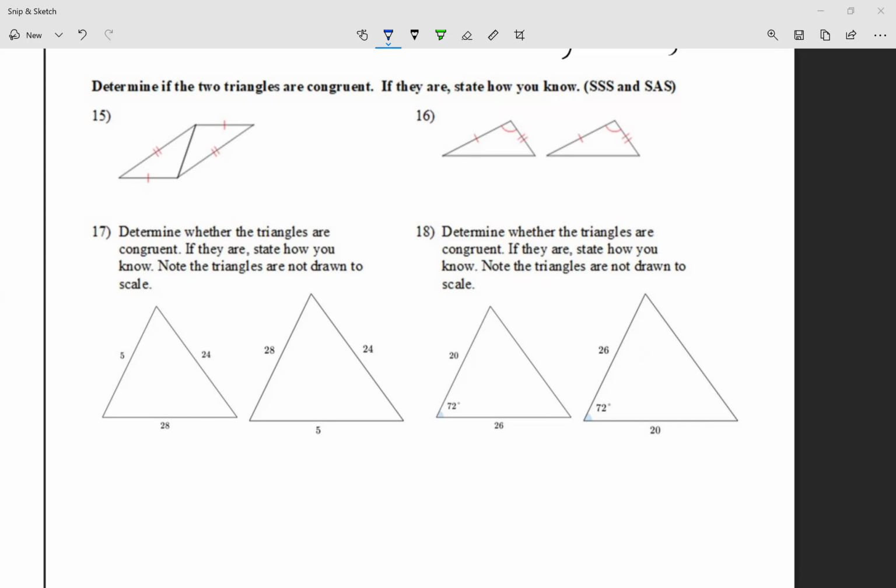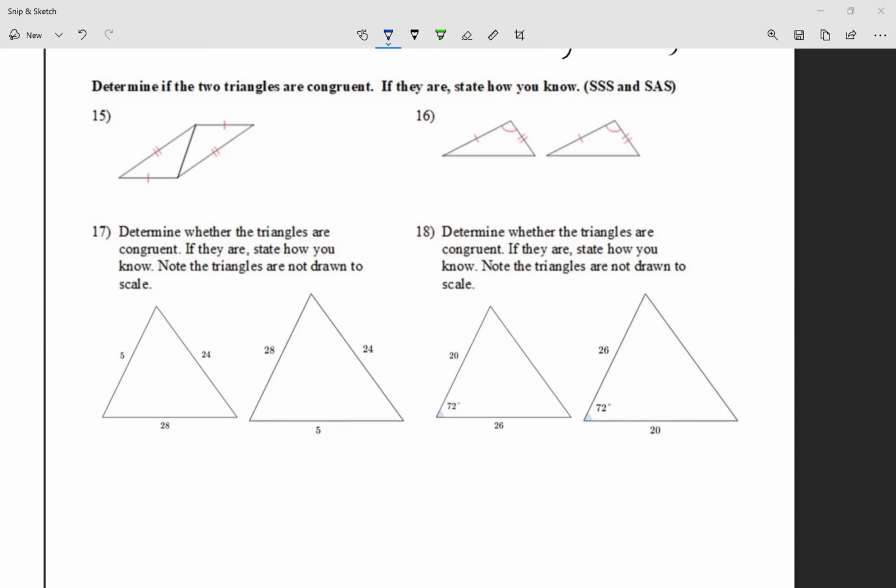There are going to be some rules that do work. For today, we're going to be looking at two rules. We're going to call this SSS for side, side, side, and then SAS for side, angle, side. Those are the two rules we're going to be looking at today. So let's take a look at our assignment.